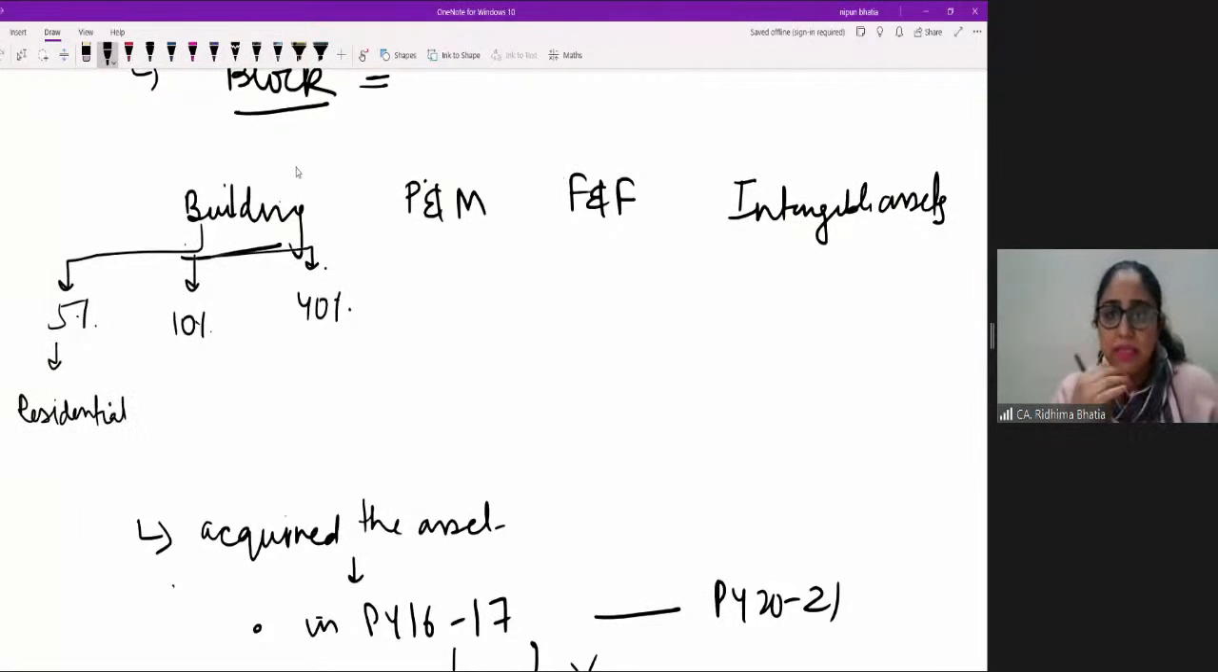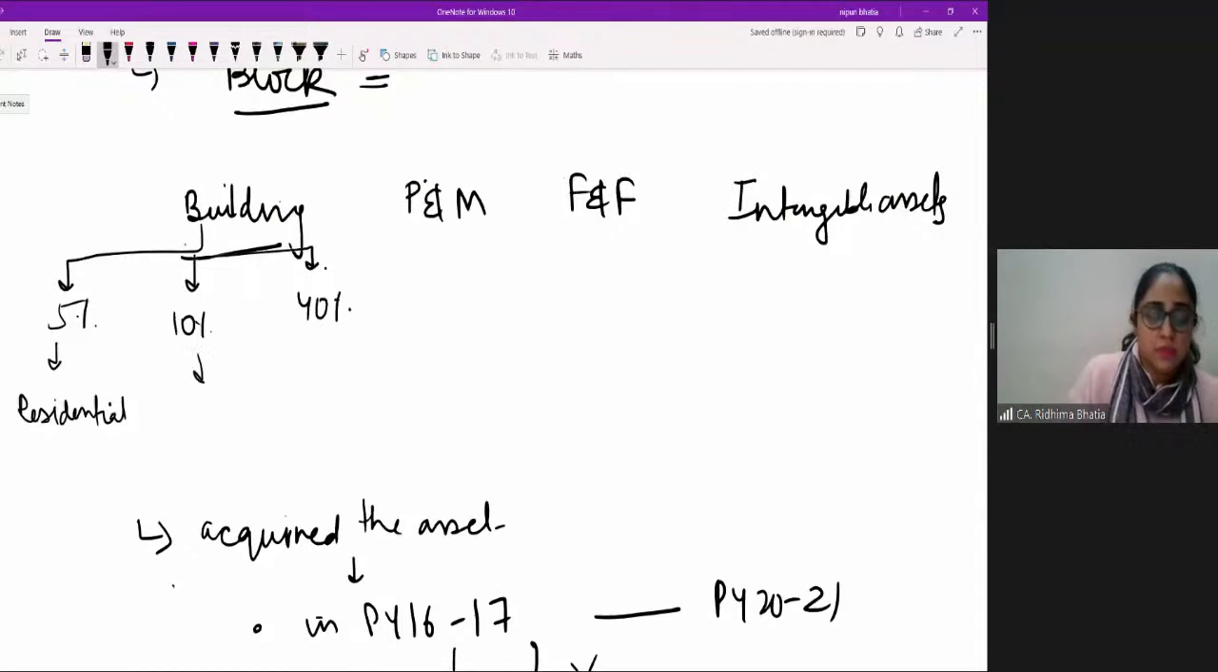Because we are again and again saying that depreciation is allowed only for business and profession. See, residential building is, suppose I'm a huge company. For my employees, I have prepared these quarters to live. So these quarters are my residential building, and these are used for business and profession, so 5%. Hotels are not covered here.